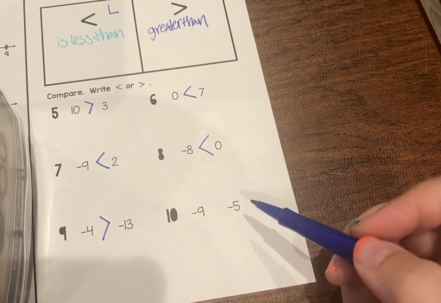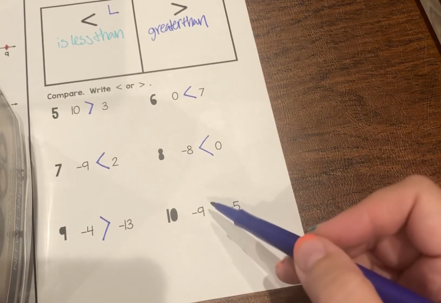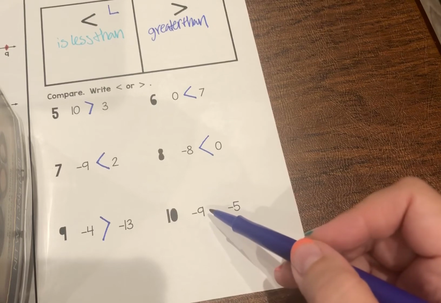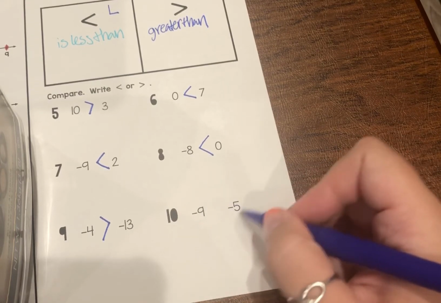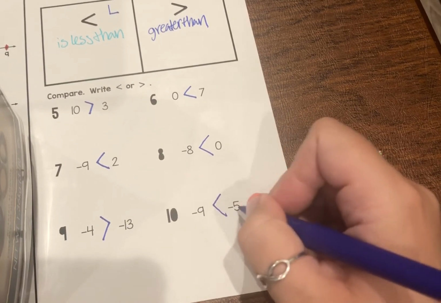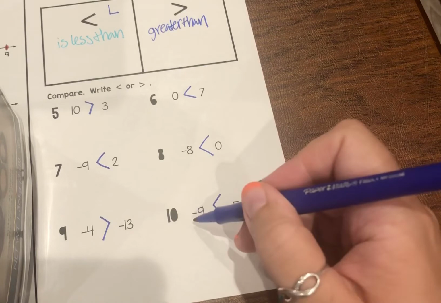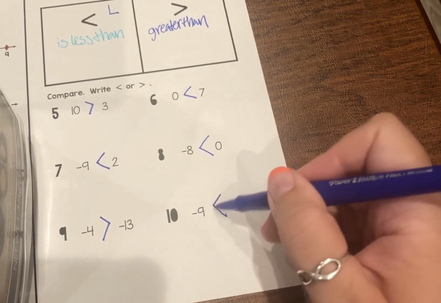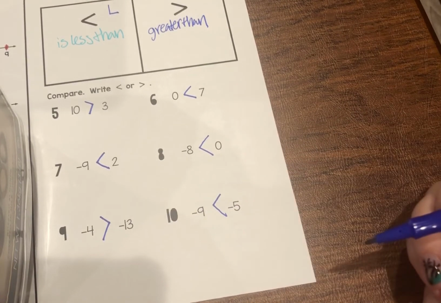Okay, so final one, here's your last chance. Would you rather owe $5 or owe $9? And then which way should your sign face? Hopefully you said you'd rather owe $5, so you had the greater than sign, the great big open end, facing the 5, or if you read it left to right, -9 is less than -5.